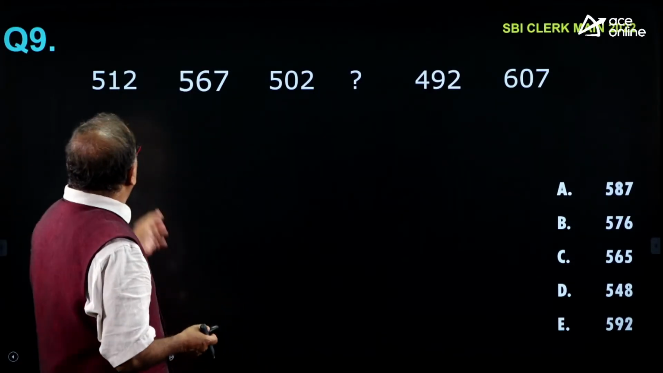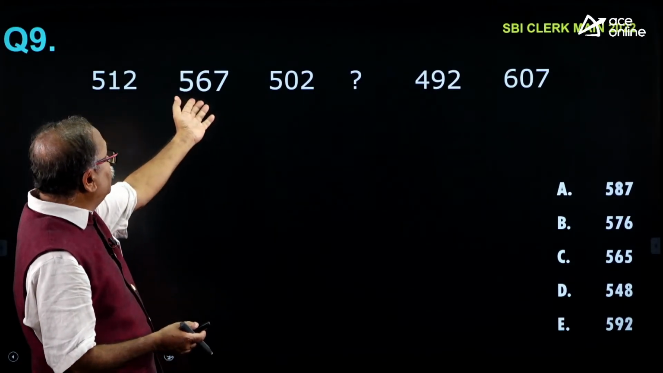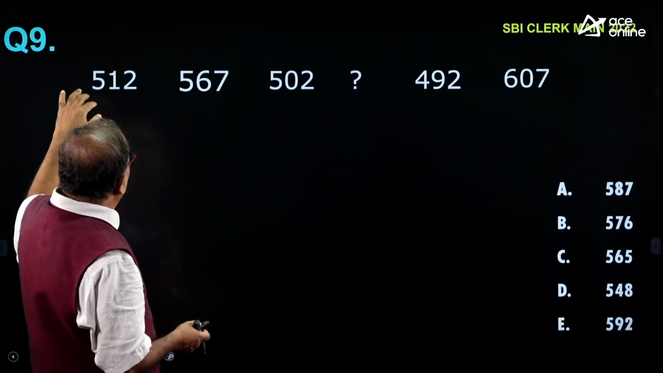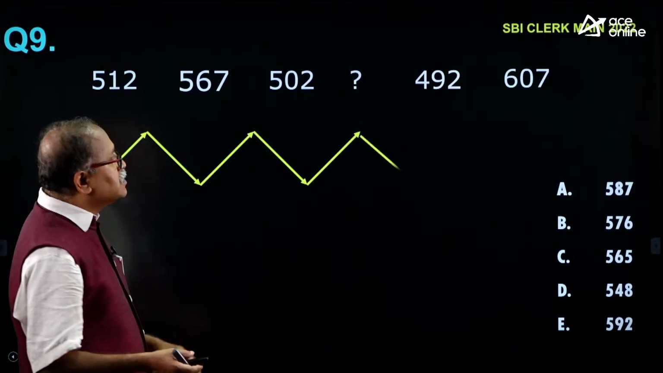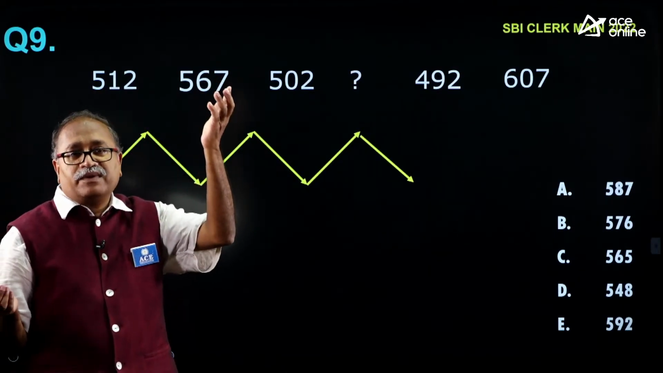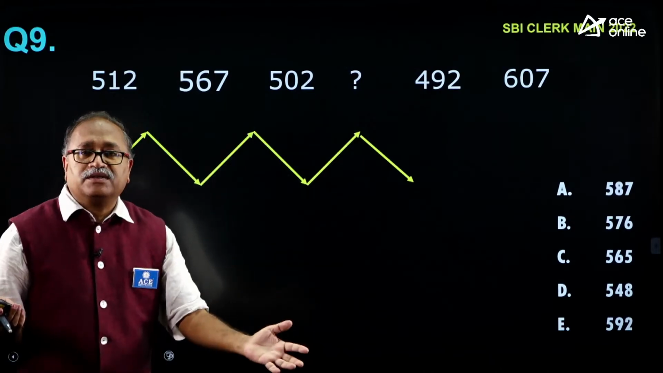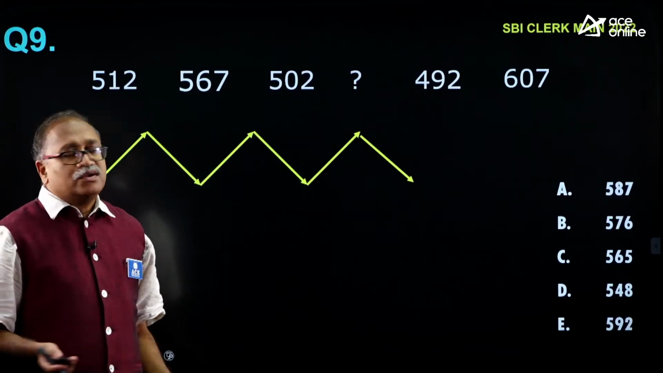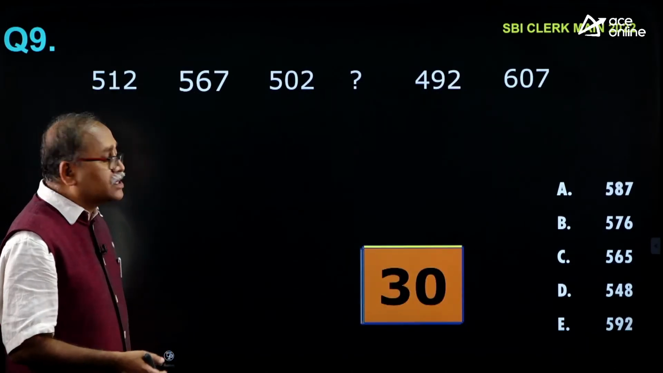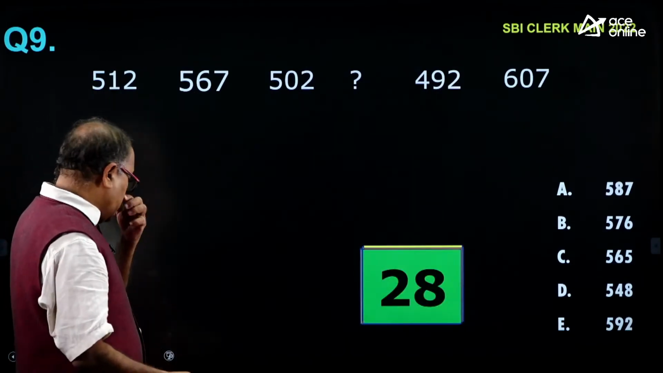Now, what is this question? 512, 567 and 502, 400. So, I notice that this is increasing, decreasing, increasing, decreasing. That means, whenever it is increased plus, whenever it is decreased minus. So, this could be the relation here. Come on my dear friends, your 30 seconds starts now. Come on.